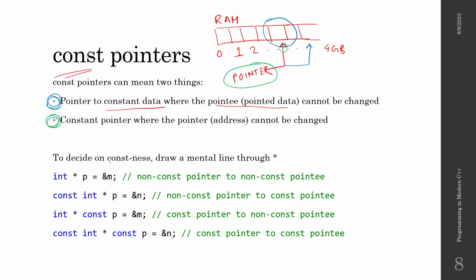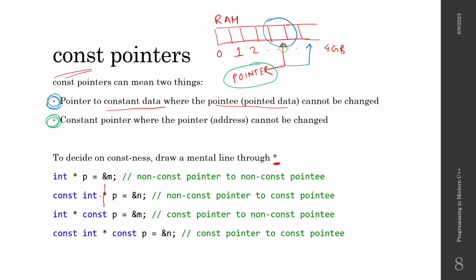So this is a handy rule to decide on the meaning of the const. To decide on the constness, draw a mental line through the star. If you have used pointers in C, you know that whenever there is a pointer, there is a star involved. So in the first case, we don't have the const keyword at all. There is no const keyword, so nothing is constant. Everything can be varied.